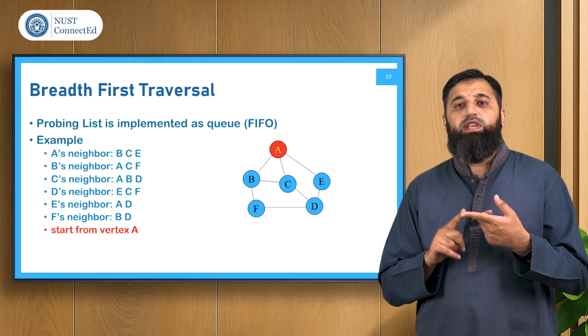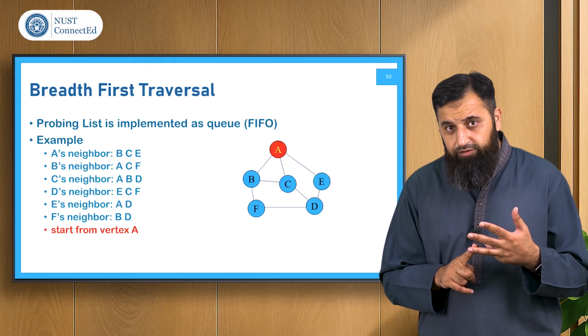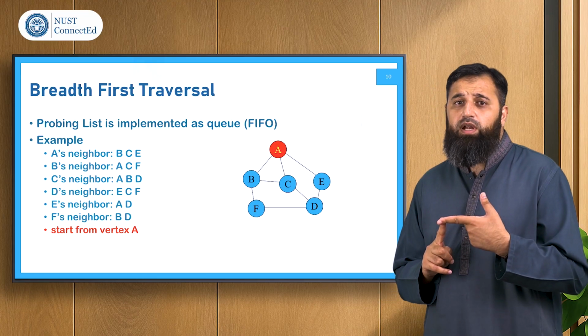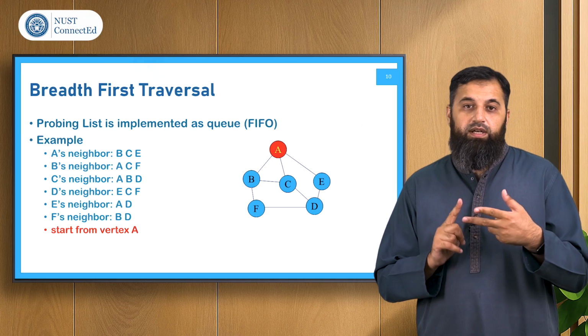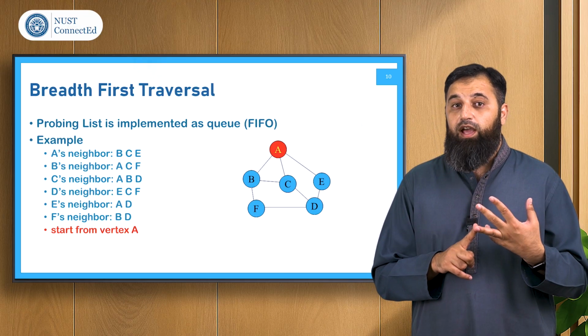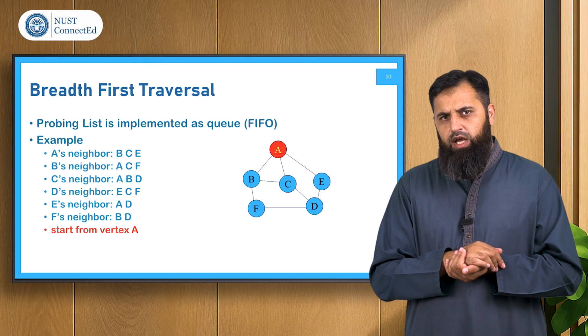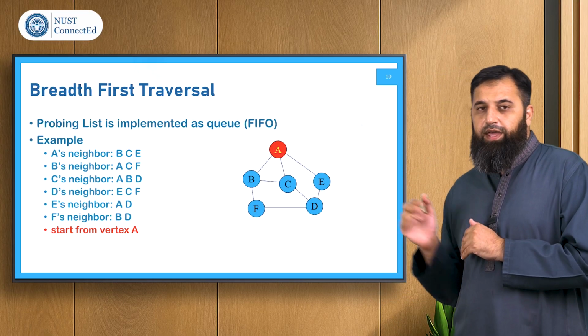Consider this example. A's neighbors are B, C, and D. B's neighbors are A, C, and F. C's neighbors are A, B, and D. D's neighbors are E, C, and F. E has neighbors A, D, F. And F's neighbors are B and D. We start from vertex A.